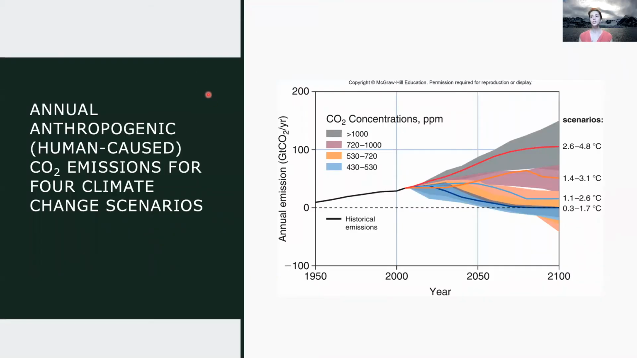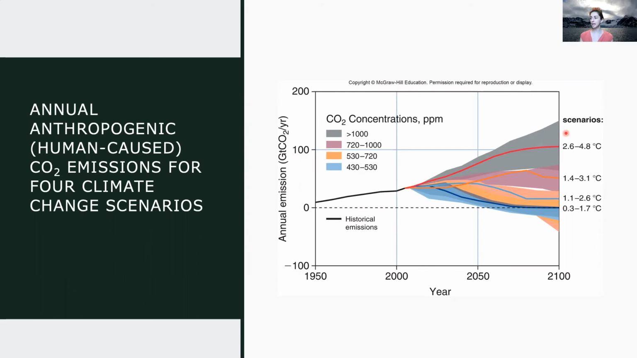So the annual human-caused or anthropogenic CO2 emissions for 4 climate change scenarios are presented here on this graph. So we have the year 1950 all the way through projected 2100. And we have the annual emission of CO2 presented in gigatons per year. So let's unpack this diagram. Here in black, we have historical emissions of CO2. So that is what has already been observed.